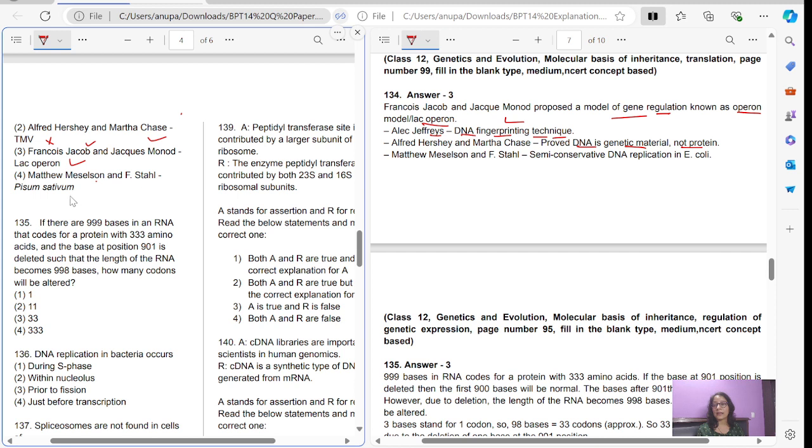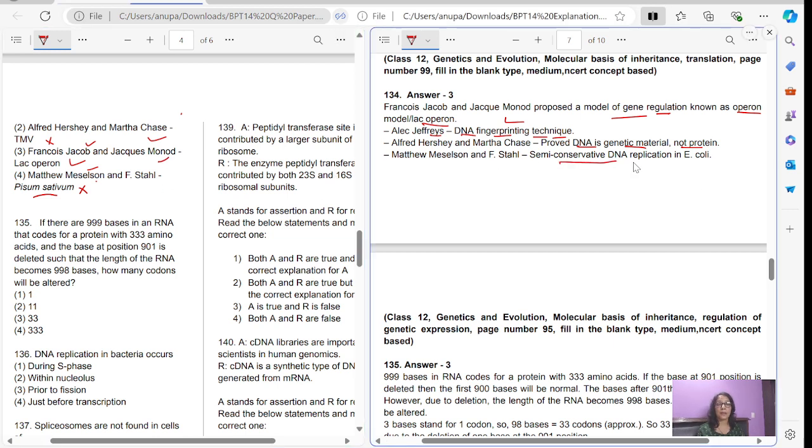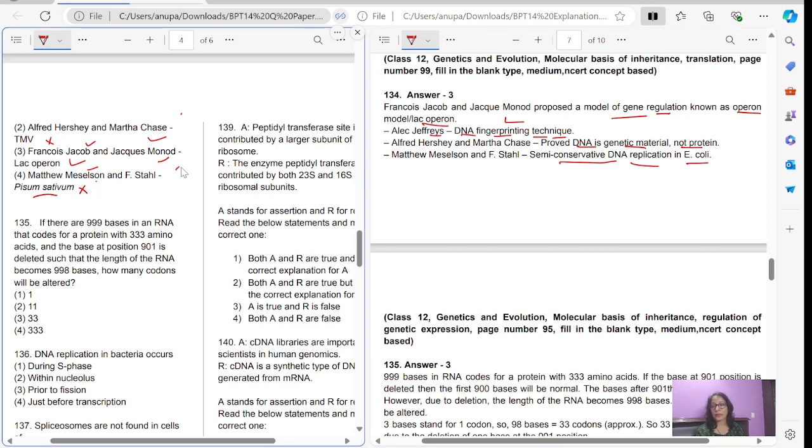Meselson and Stahl related with Pisum sativum. This is also wrong because Meselson and Stahl discovered the semi-conservative DNA replication in Escherichia coli and not in Pisum sativum. In fact, Pisum sativum was used in experiments by Mendel. So the answer for this question will be option number 3. Jacob and Monod discovered the lac operon.